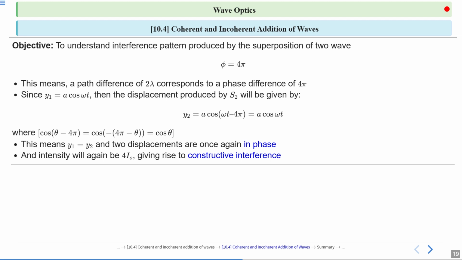Okay, so y1 is also a cos omega t, y2 is also a cos omega t. So resultant displacement will be 2a cos omega t. So intensity will again be 4 times the intensity of each wave, because intensity is proportional to amplitude square, giving rise to constructive interference.